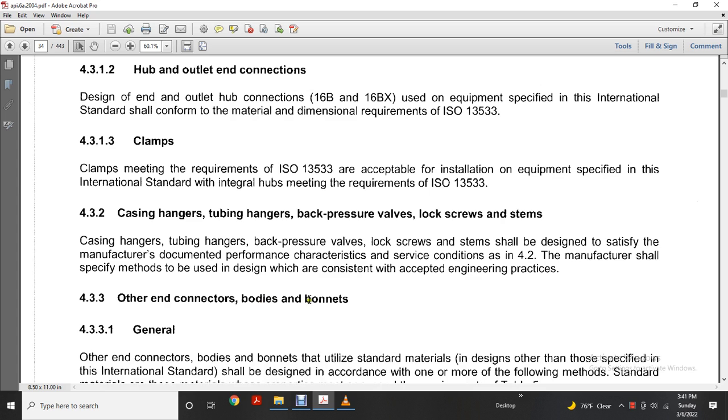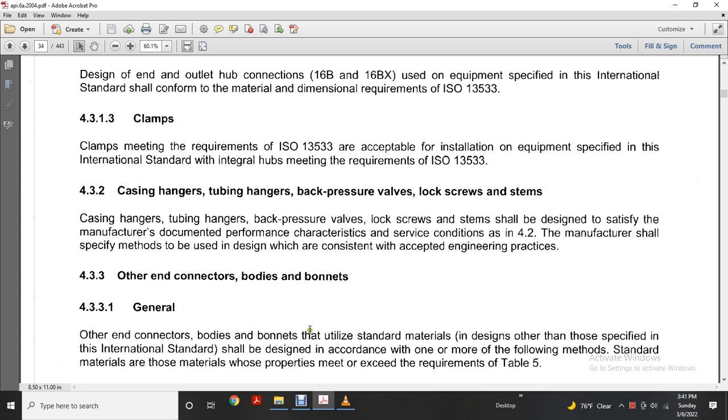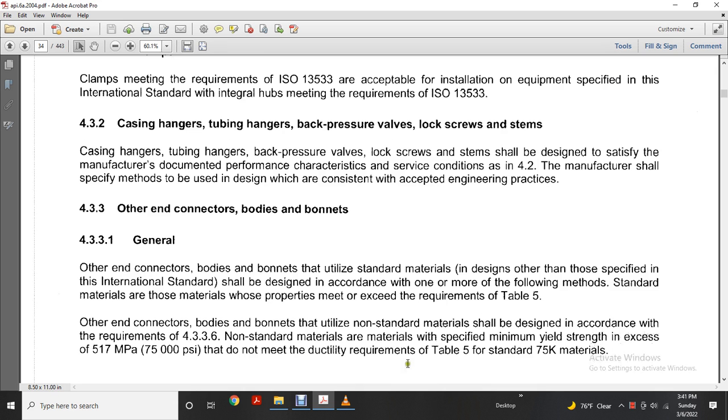Other end connectors, bodies and bonds. General: other end connectors, bodies and bonds utilizing the standard material of the design and the other specified in the international standard should be designed in accordance with one or more of the following methods. Standard material: those materials whose properties meet or exceed the requirements of Table 5. Other end connectors, bodies and bondings utilizing non-standard material shall be designed in accordance with the requirements of 4336.